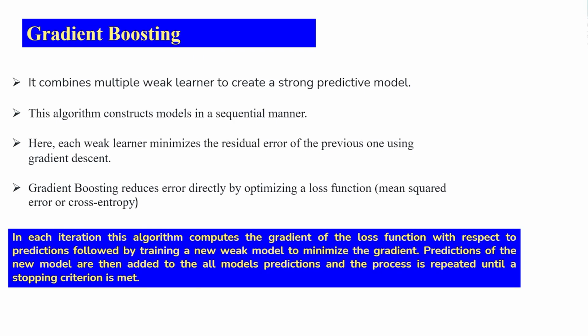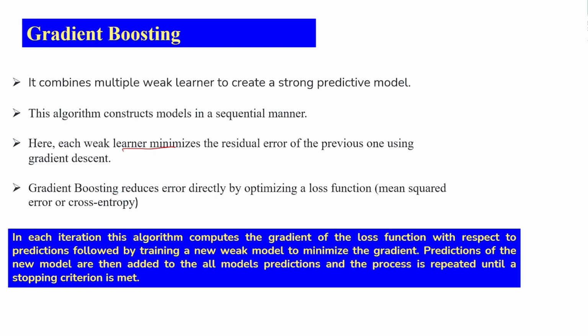But what is the difference then? Again, it constructs models in a sequential manner, but here each weak learner, remember this, minimizes the residual error of the previous one by using the concept called gradient descent. I already discussed the gradient descent model with you, and you probably have understood it. If not, please go back to my lecture again.